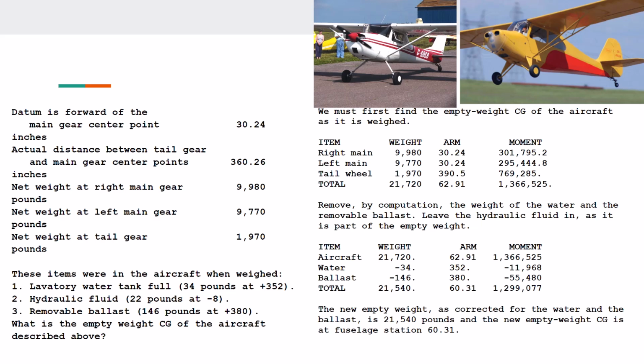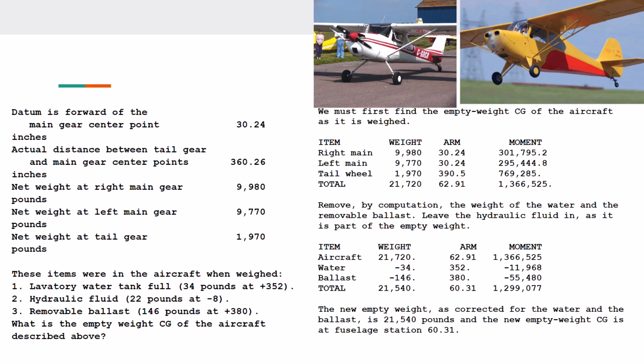Once we get this measurement, we could calculate the empty weight CG and include all of the items that the aircraft was weighed with. So the water, the hydraulic fluid, and removable ballast. So the aircraft we know now is weighing 21,720. We know the CG station 62.91. Therefore, we could calculate a moment. Now, it was weighed with 34 pounds of lavatory water, so we have to remove that. That's why we get the minus 34.